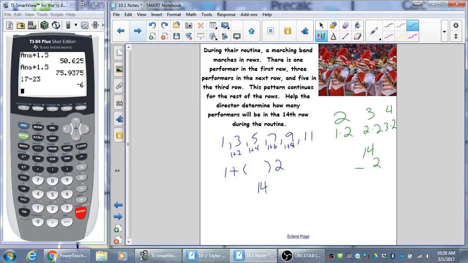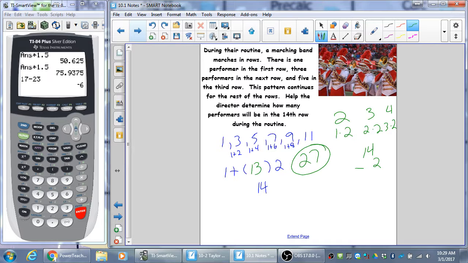So for the second term, it's 1 times 2. For the third term, it's 2 times 2. And it's lagging behind because for the first term, you don't add anything. That's just the first term. So it's going to lag behind by 1 because you don't add anything to the first term. So 13 times 2. That's 26. So the last one, the 14th we want, there should be 27 people in that row.